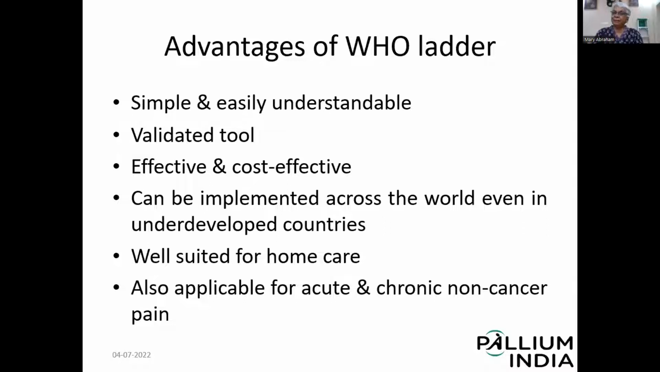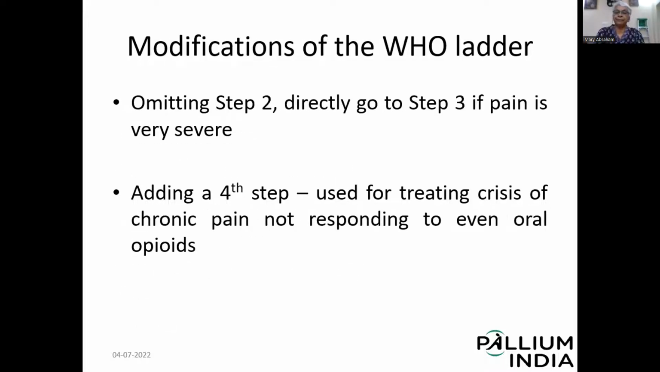First, it's a very simple tool, easily understood. It's a validated tool. That means by using the ladder, you can actually get effective pain relief. So it has been found to be effective, and it's also very cost effective. Drugs like morphine and methadone are very, very inexpensive drugs. So it's cost effective. It can be implemented across the world, even in underdeveloped countries, well suited for home care, and it can also be given in acute pain, for example, pain due to a fracture or post-operative pain, and even in chronic non-cancer pain.